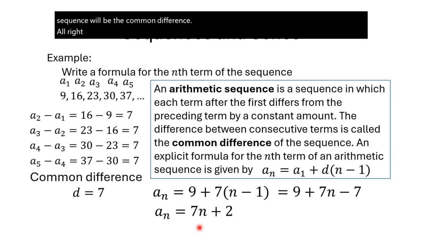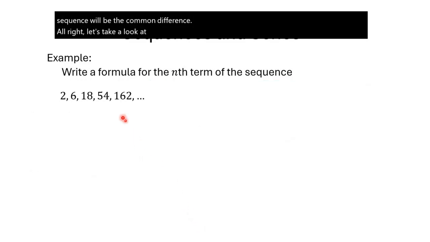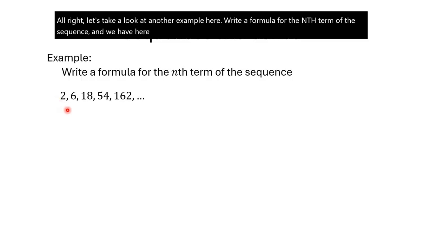Let's take a look at another example here. Write a formula for the nth term of the sequence. And we have here the sequence 2, 6, 18, 54, 162, and it continues like that.